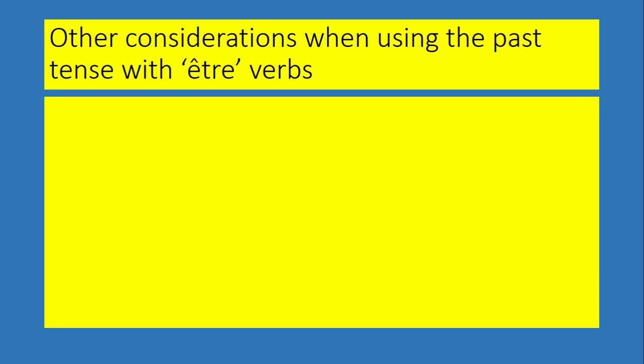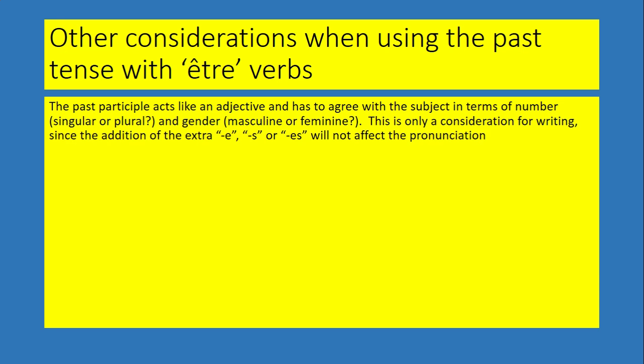Other considerations when using the past tense with être verbs are that the past participle is like an adjective. Remember that French adjectives have to agree with the thing they're describing, both in terms of number, so singular or plural, and also they need to agree in terms of gender, so is what they're describing masculine or feminine. So that means you might need to add an extra E, add an extra S, or an extra E and an S.